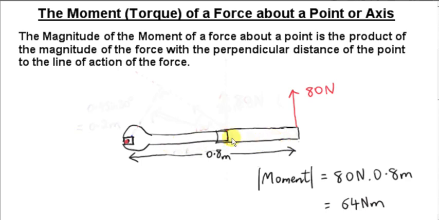So let's suppose we double the length of the arm from 0.4 meters to 0.8 meters. Well, you can see now that we've doubled the torque or moment of this force of 80 newtons about this point. It went from 32 Newton meters up to 64 Newton meters. So now we have twice the turning effect for the same force of 80 newtons. So we do not have to apply a greater force to increase the turning effect or moment of the force.